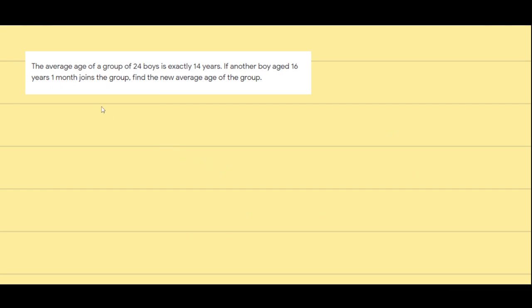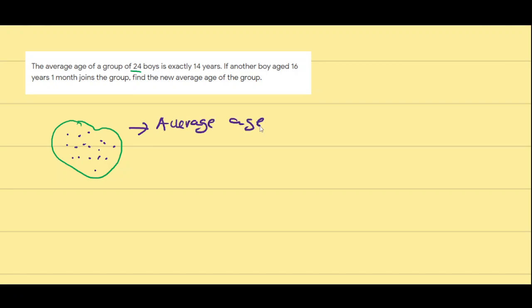So here we are told that the average age of a group of 24 boys. So we have 24 boys. Let's say this is the group consisting of the 24 boys, and these are the boys here. It's always nice to draw diagrams when you are solving problems. It makes things easy. So the average age of a group of 24 boys is exactly 14 years. So the average age of the guys in these places here is actually 14 years.